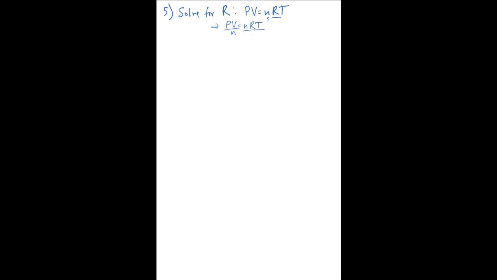So if I've got PV equals nRT, and I want to divide both sides of the equation by n, I want to be sure to divide the whole thing. n divided by n is going to equal 1. So I have PV over n equals RT.